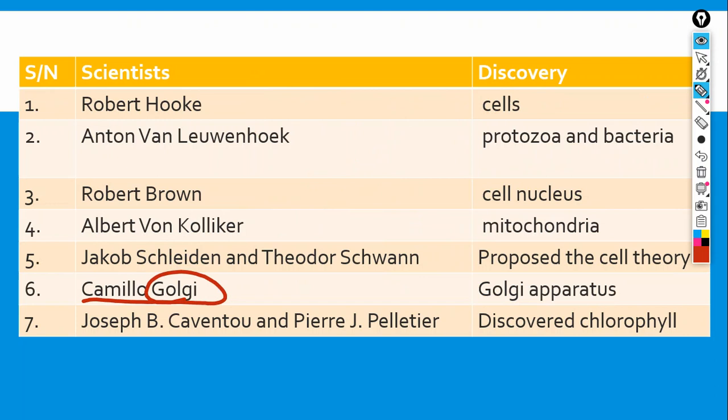Then Joseph B. Cavendish, or something. I'm not very sure about that pronunciation, but just get the fact that Joseph B. Cavendish, or whatever, and J. Peletier. My apology to those of you who know how to pronounce this. I think they are French words. So they discovered the chlorophyll. I think they are partners, working together, so they both discovered the chlorophyll.